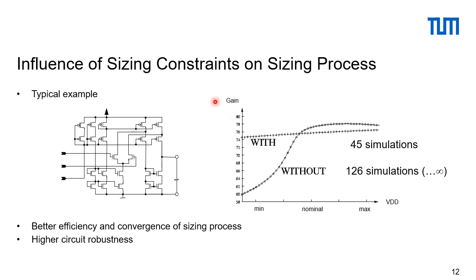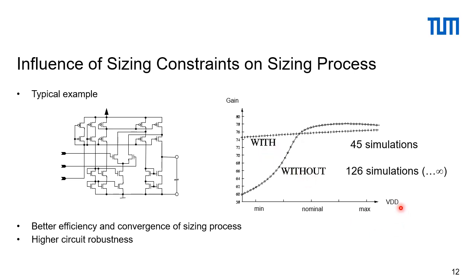And what do we see here? This is the gain over the supply voltage of the circuit. So here we have the minimum supply voltage, the nominal supply voltage, the maximum supply voltage. So as we can see here, approximately the nominal gain is the same. And we size the circuit for the nominal supply voltage, either additionally using the constraints and then not using them.